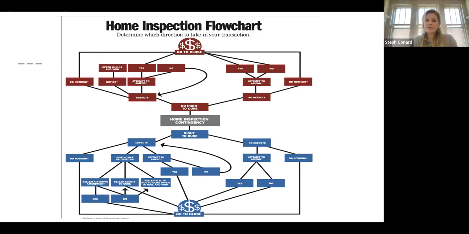This next slide is a home inspection flow chart that is available on the WRA.